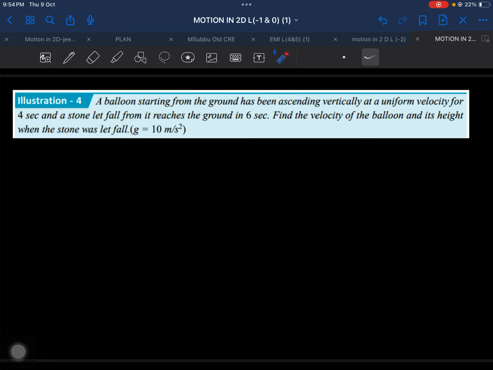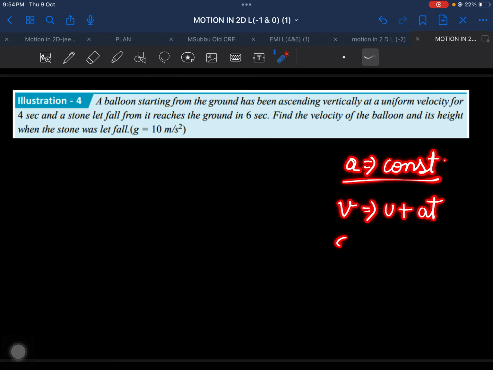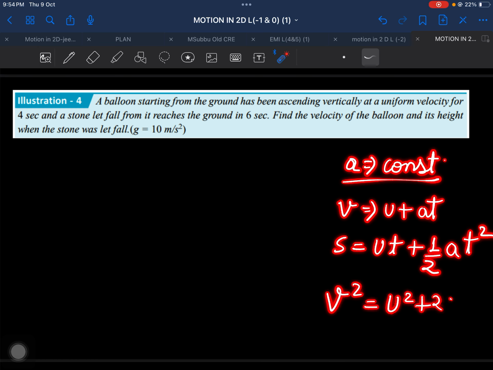This is Suyaj Bajpayee, Suyaj Bhaiya here in front of you, and today we are going to solve some numericals based on the concept of uniform accelerated motion. So what do you mean by uniform accelerated motion? When the acceleration is constant. In this case we have to use three equations of motion, that is v equals u plus at, s equals ut plus half at square, v square equals u square plus 2as.